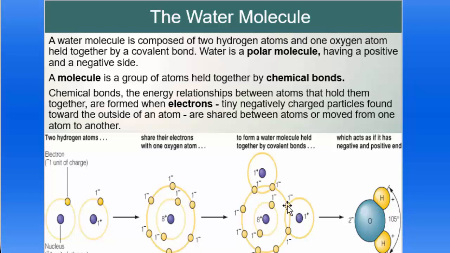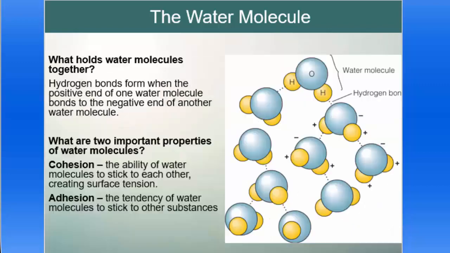They're sharing that electron. And because of the positive nature of hydrogen and the negative nature of oxygen, opposites attract, and you get this very specific 105-degree symmetry between the hydrogen atoms, creating this molecule that is a polar molecule, meaning negative on one side and positive on the other side, and looks a lot like Mickey Mouse.